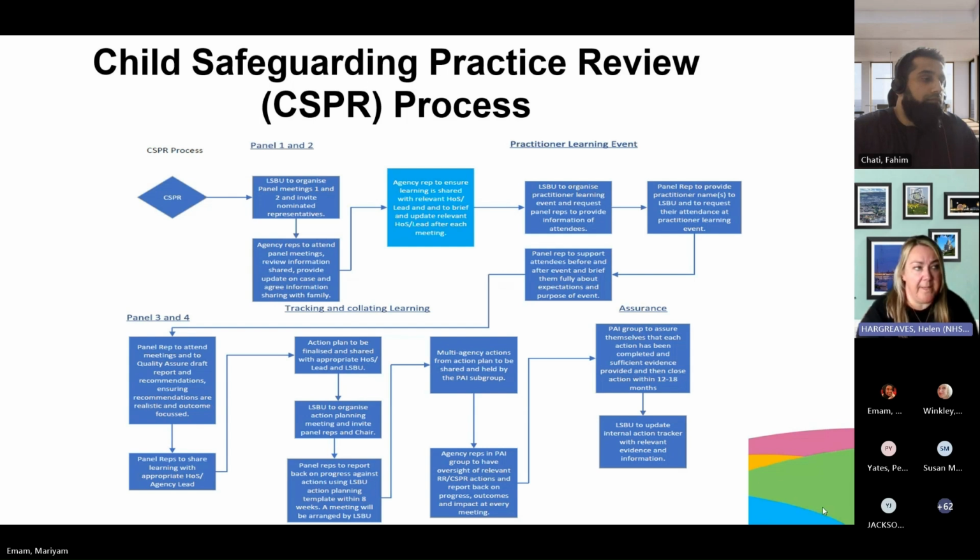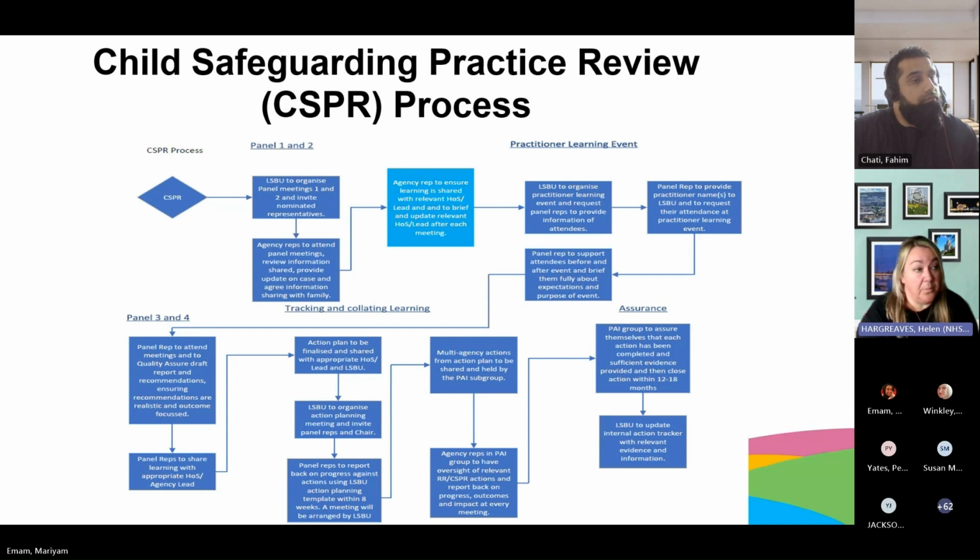At the third panel meeting, it would be expected by this time that the lead reviewer has prepared a draft version of the report. The purpose of panel 3 is to collectively review this and quality assure the draft report, and then the recommendations can be made if not already done so in draft. It's important at this stage to ensure that the recommendations are realistic, that they're outcome focused and that they're appropriate.